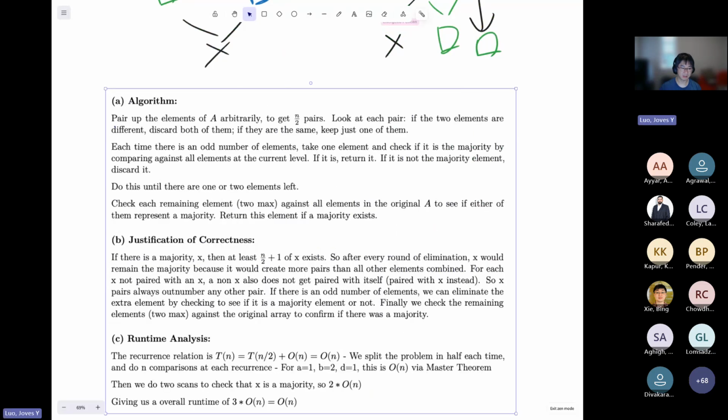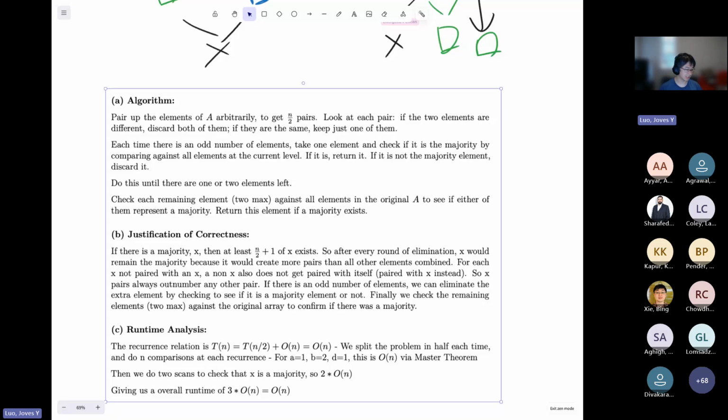All right, so what you end up doing is that you're going to pair up the elements arbitrarily to get your n over 2 pairs. That's what the hint is. You're going to look at each pair. If the two elements are different, discard both of them. They cancel each other out. If they're the same, just use one of them, because one vote represents those two. And because one vote represents those two at this level, and every level after it, it's either going to be one vote representing two or no votes at all. You maintain the majority as you go.